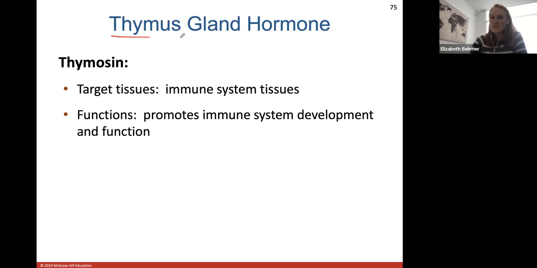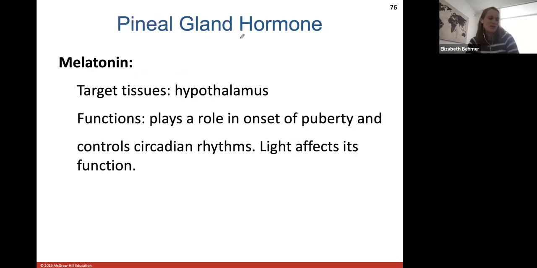Thymosin is a hormone from your thymus gland, which helps to target immune system tissues to help promote proper immune system development and function. And then we'll end with the pineal gland hormone producing melatonin. It targets your hypothalamus and it plays a role in the onset of puberty, as well as controls your circadian rhythms, which is your sleep and wake cycle.